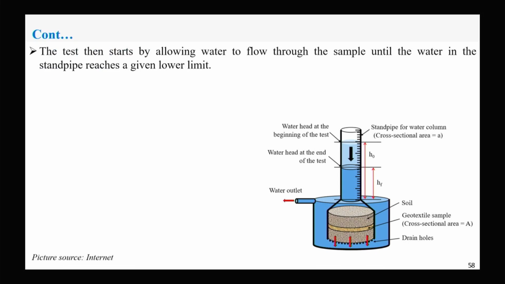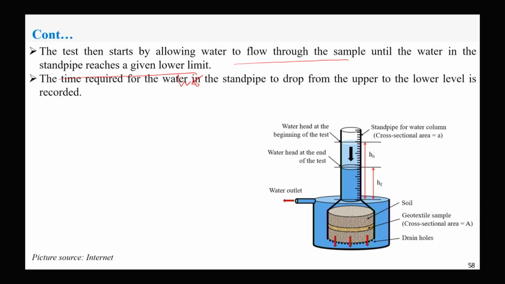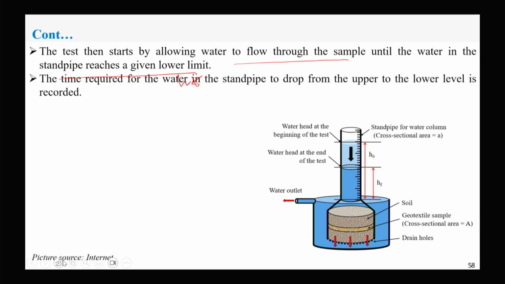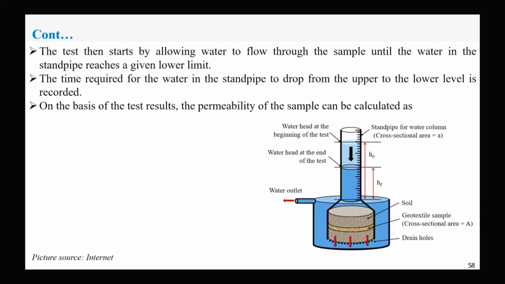The test then starts by allowing the water to flow through the sample until the water in the standpipe reaches a given lower limit, which is HF. So the lower limit is HF. The time required is measured, and on that basis we can calculate the permeability using this relationship.